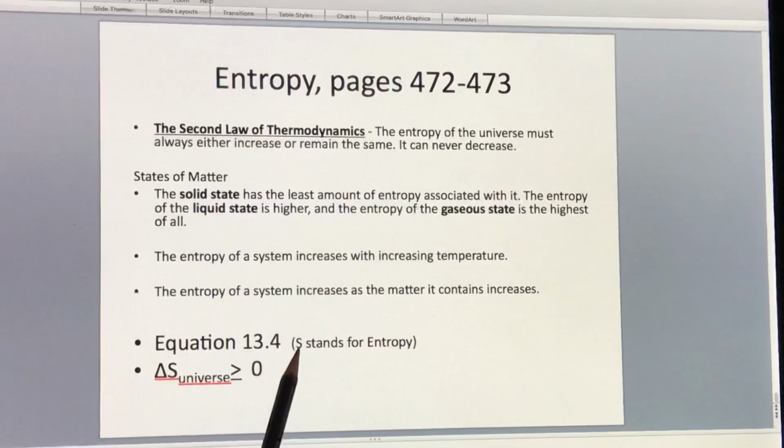And then finally, on page 473, we have mention of equation 13.4. We have another letter introduced here, the letter S, that stands for entropy. Chemists will often look at the change in entropy, and this particular equation is pertinent. We know the change in S of the universe has to be greater than or equal to 0, and that reflects a mathematical expression of the second law of thermodynamics. In our next video, we'll be looking at some more examples, so I encourage you to stay tuned.